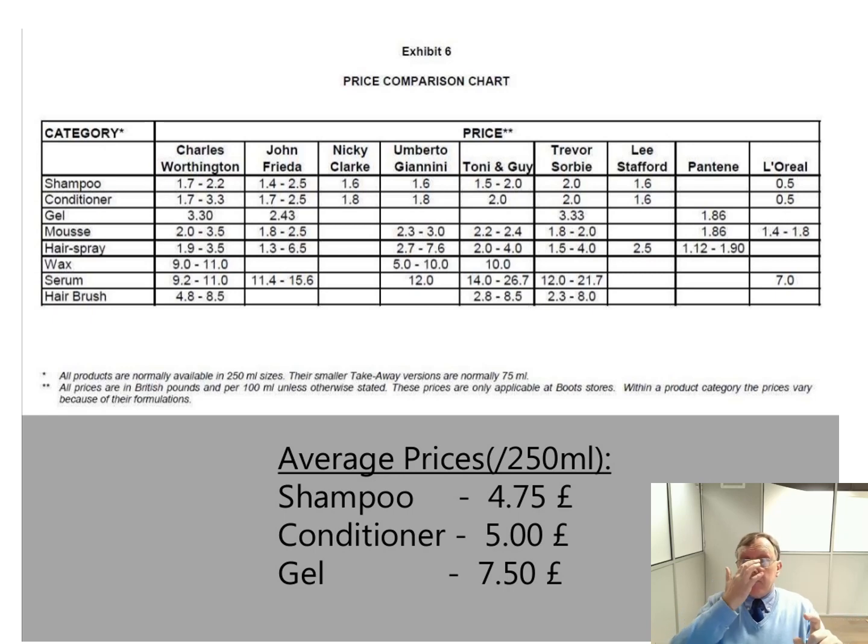Generally, the products have to be not only a similar product, but a similar size. So all products here are available in 250ml sizes. All prices are in pounds, in this case British pounds, and per 100 millilitres. In other words, if something comes in a half litre, we divide it by 5, so that we've got something relevant of the price of the same product across the board. So we have an average price for our product, per 250 millilitres. Our average price is £4.75 for shampoo, £5 for conditioner, £7.50 for gel.